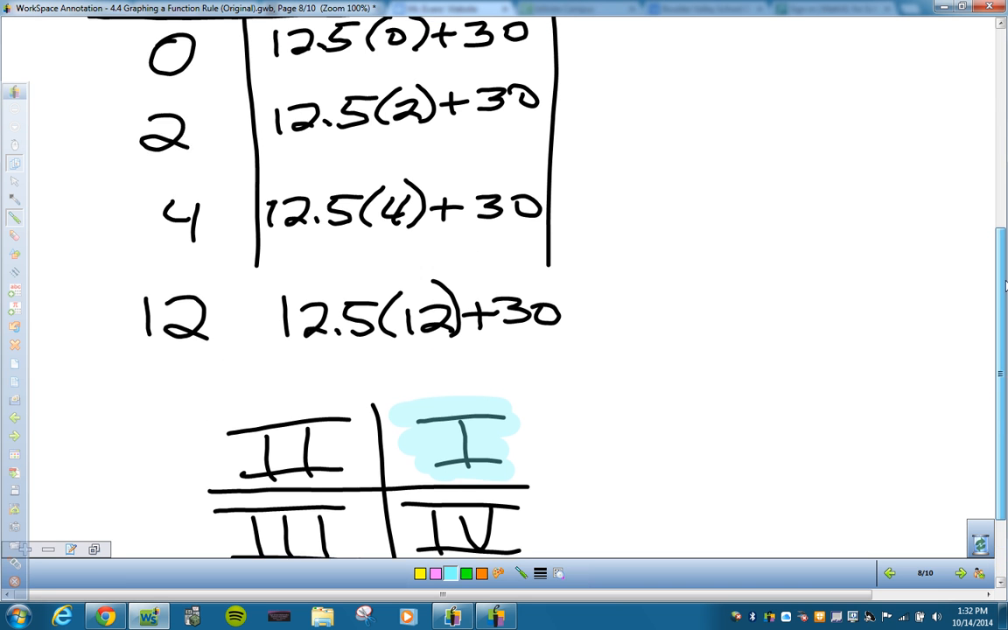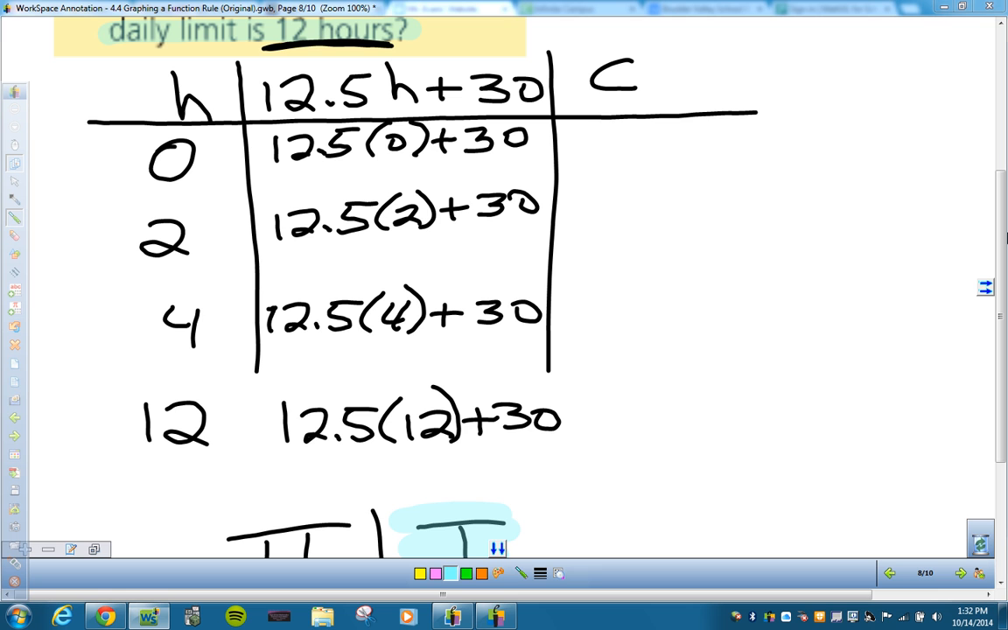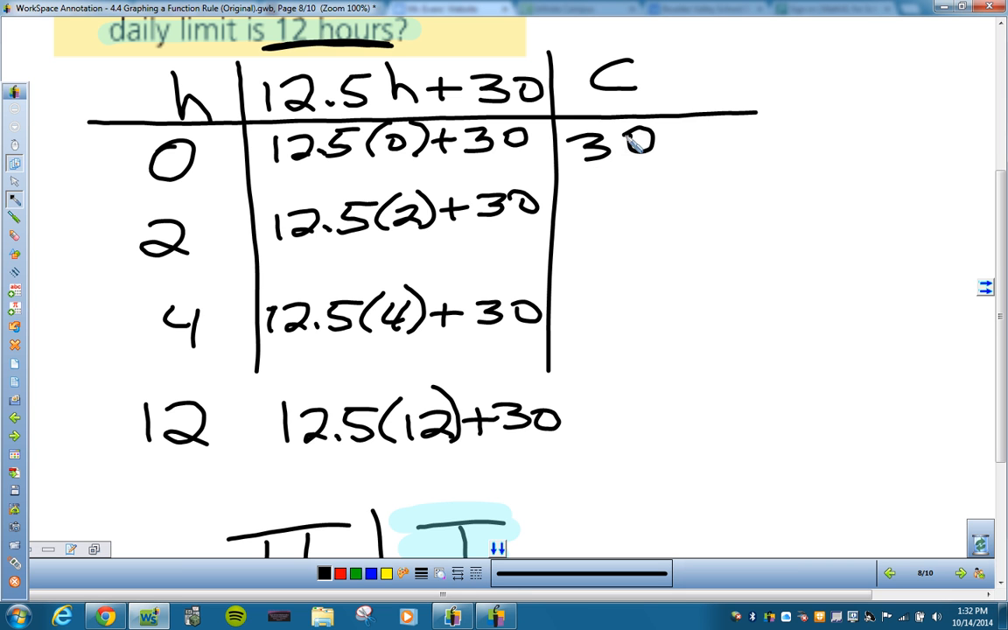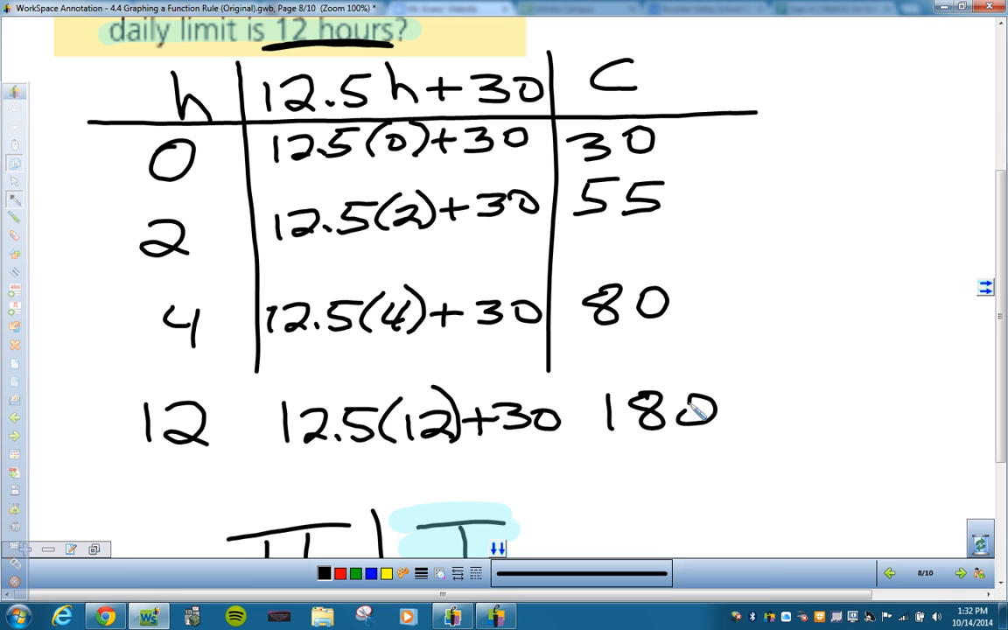All right, let's figure out these values. So 12.5 times 0, Menfrey. 0 plus 30 is 30. 12.5 times 2 is what, Bren? 25 plus 30? Excellent. 12.5 times 2 is 25. What's 12.5 times 4? 50 plus 30 is 80. And this one, 12.5 times 12 plus 30 is 180. Okay, so get those down.